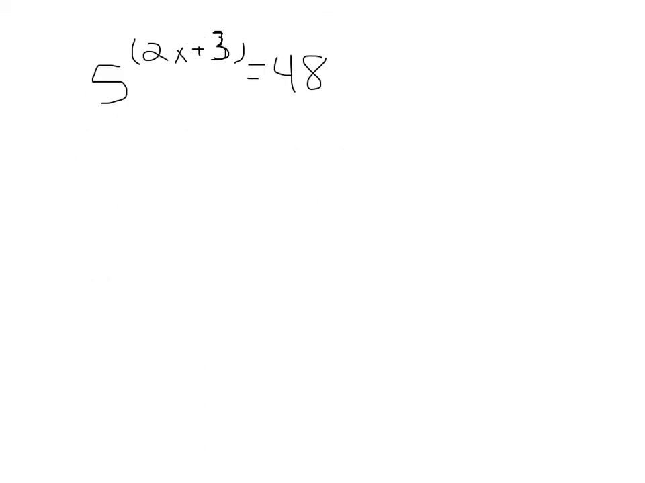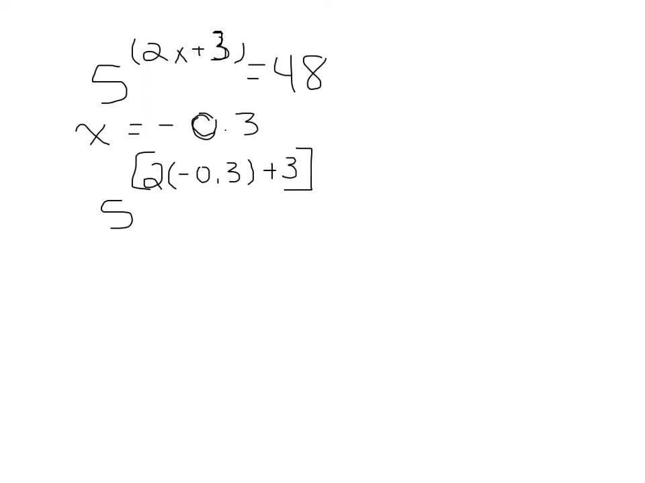All right, so what we found was that x was supposed to be a negative 0.3. And a lot of times I get, oh, I'm at home. I don't know if I did it right. I don't want to keep going if I don't know I did it right. Well, let's check the answer. What this is saying is that if I do 2 times a negative 0.3 plus 3, find that answer, and then do 5 to that answer, I should get 48.